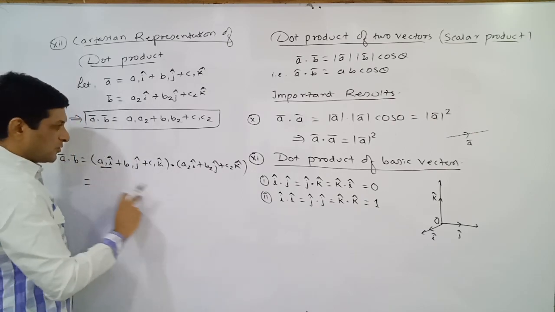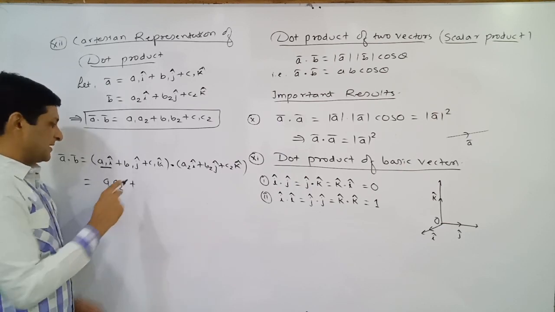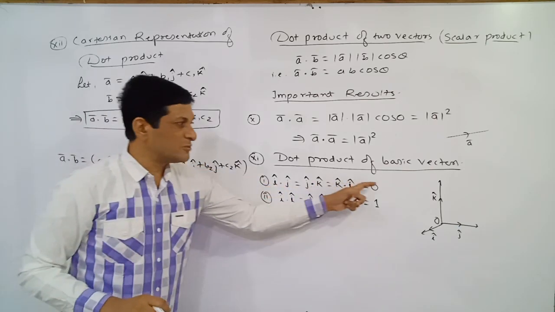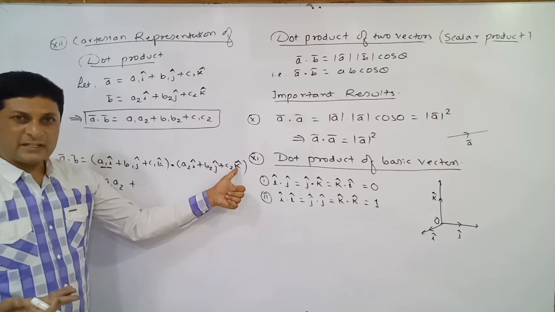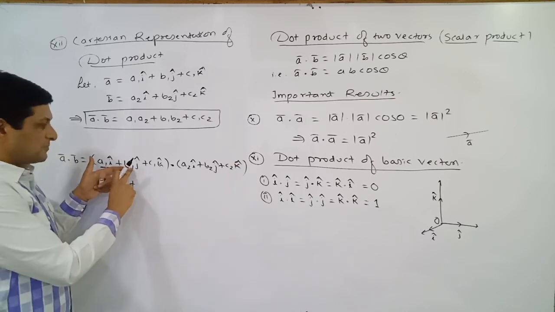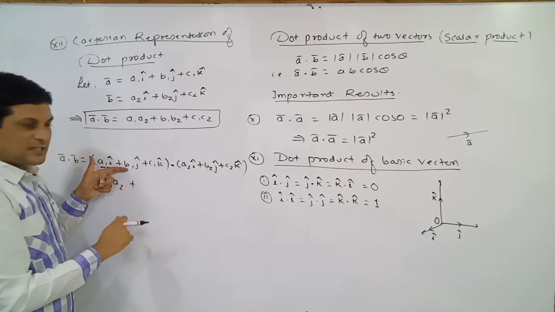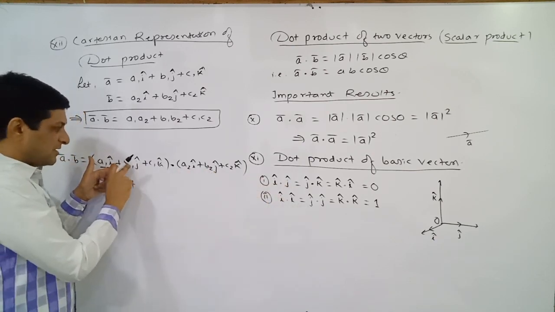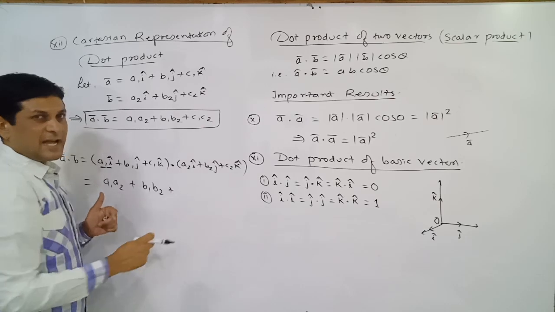i cap dot i cap is 1, and the product of coefficients is a1 a2, so a1 a2 into 1, plus now we take its dot product with the second term. i cap dot j cap is equal to 0, so this product is 0. Then i cap dot k cap, these two vectors are also mutually perpendicular, so this dot product is also 0. Now take the dot product of the second term with all the terms in this bracket. j cap dot i cap is 0 because the vectors are mutually perpendicular. j cap dot j cap is 1, and the product of coefficients is b1 into b2, and j cap dot k cap is also 0.